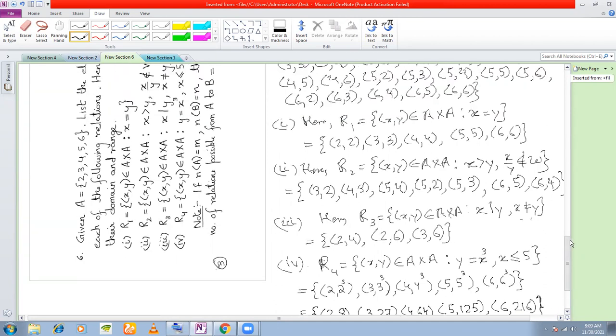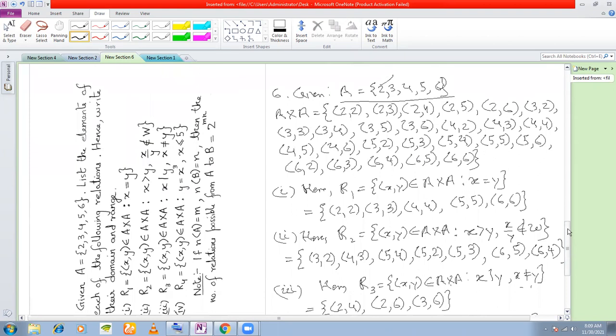Now there's a small note that I have given here, and that note is that if the cardinality of A is equal to M, if there are two sets such that the cardinal number of the set A is M and the cardinal number of the set B is N, then the number of relations that can be defined on the two sets, or relation from A to B, is 2 to the power of M into N.